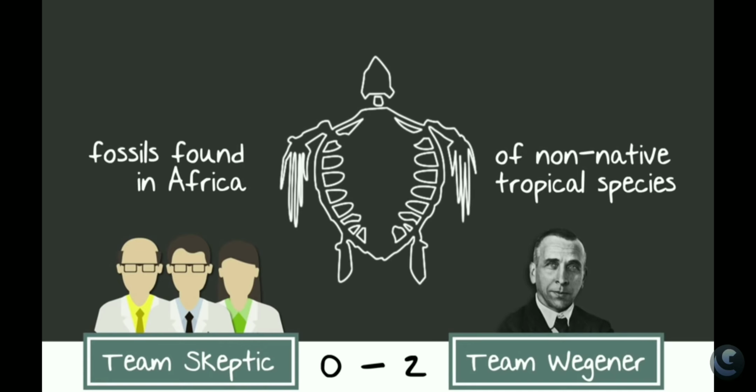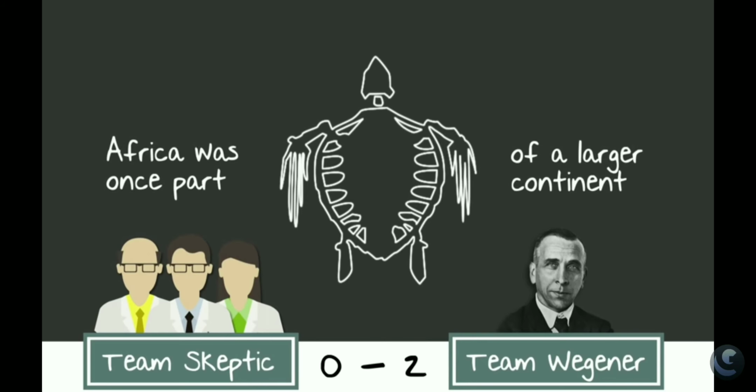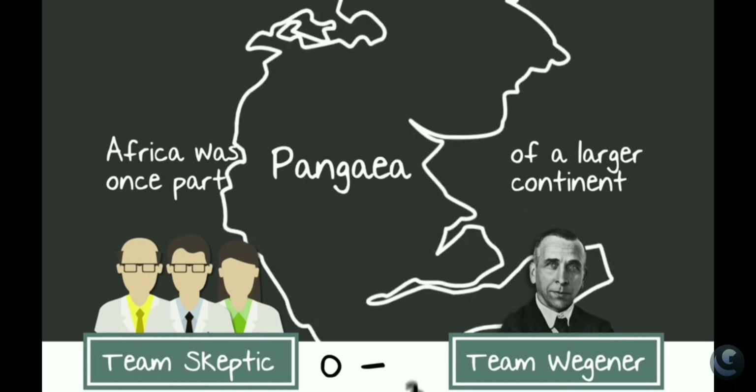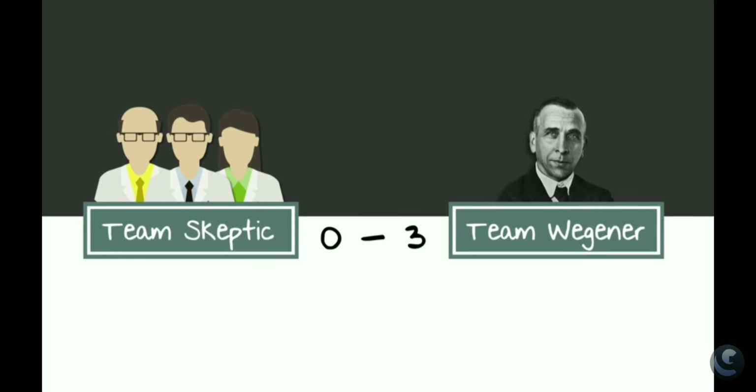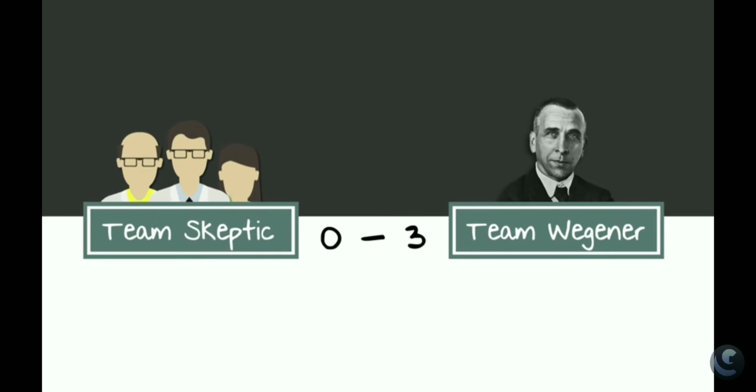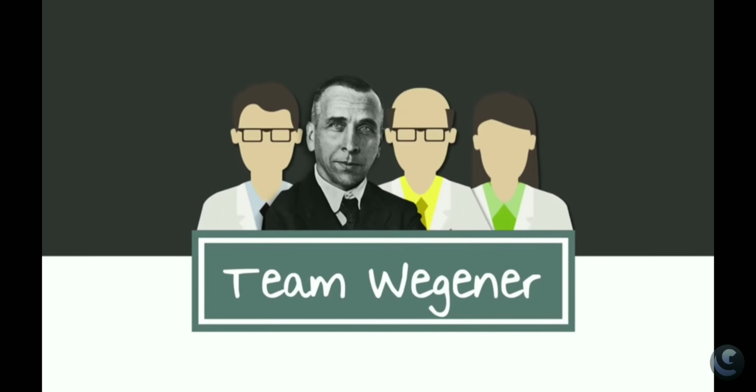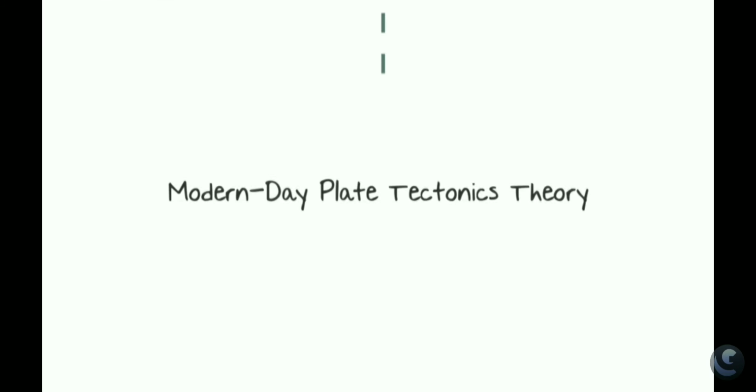One plausible explanation was that Africa was once part of a larger continent that was home to these tropical plants and animals. Remember Pangaea? So in light of all this evidence, the scientific community started thinking maybe this Wegener fellow was actually onto something, which led to the development of our modern-day plate tectonics theory. So now that we know the history, let's dive a bit deeper into how it all works.